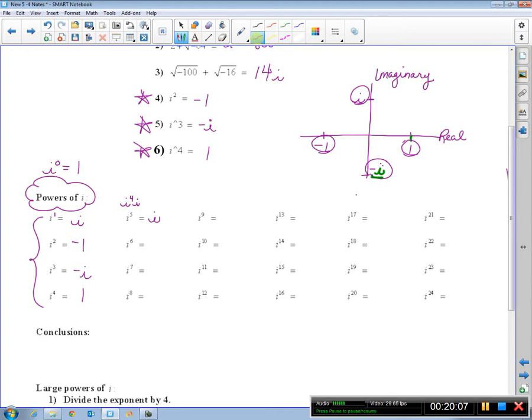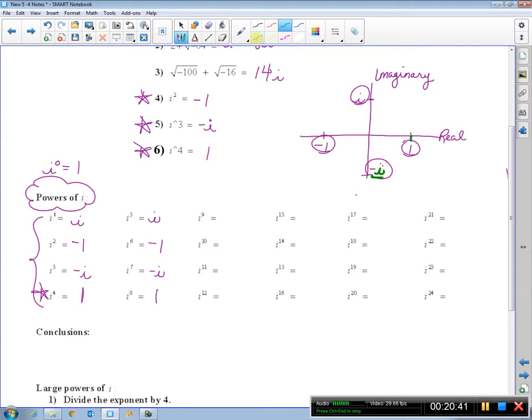i to the 6th is i to the 4th times i squared. i to the 4th is nice. We like i to the 4th. It's 1 times i squared, or negative 1. Try a couple of these on your calculator as well. What is i to the 7th? What is i to the 8th? It's 1. The pattern in each column is going to be identical.